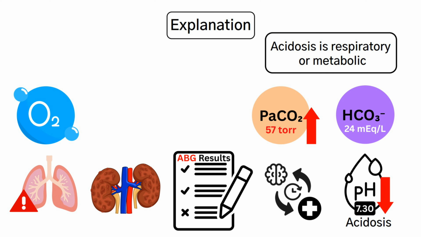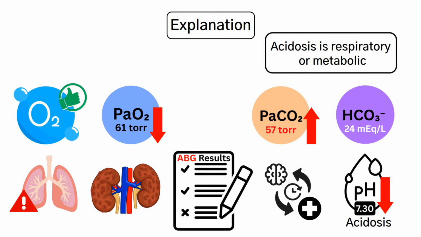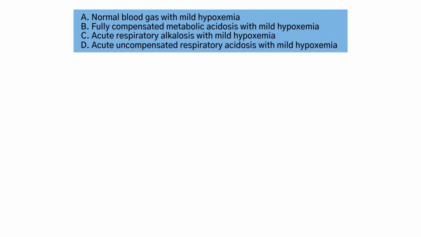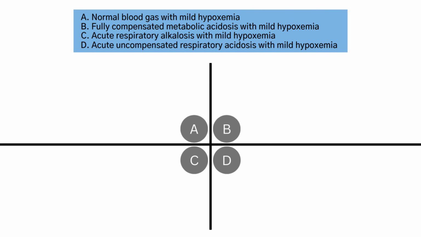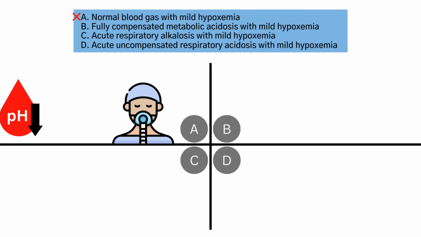The oxygenation status also provides important context. The PaO₂ of 61 is below the normal range and indicates mild hypoxemia. Now, let's look at the possible interpretations. The idea of a normal blood gas with mild hypoxemia is incorrect because the patient clearly has acidosis.